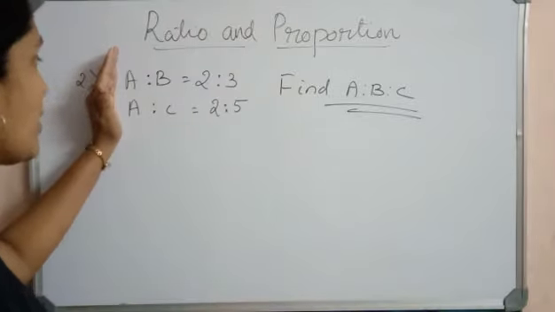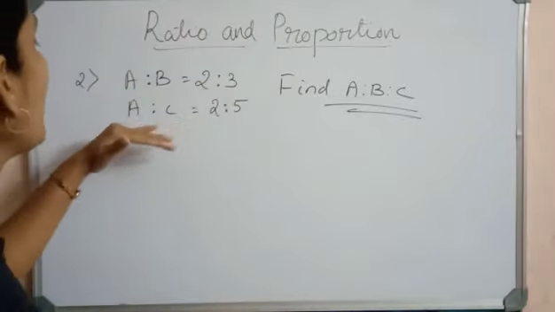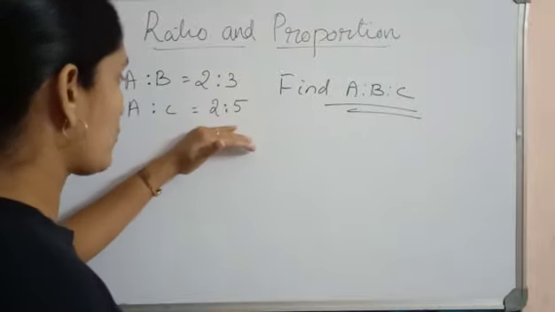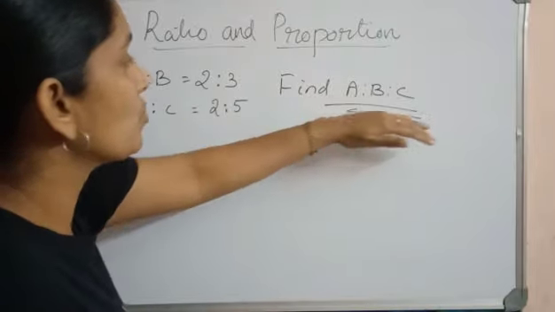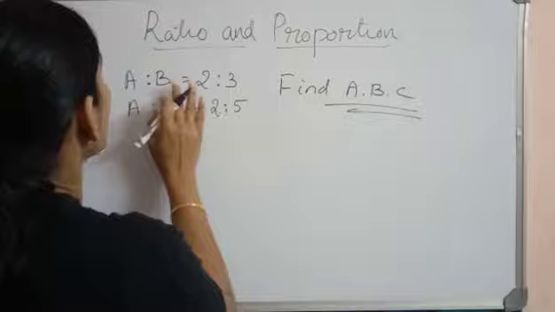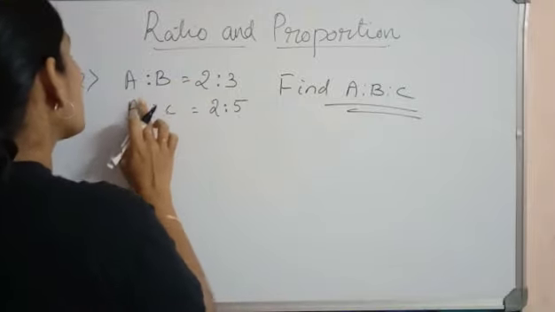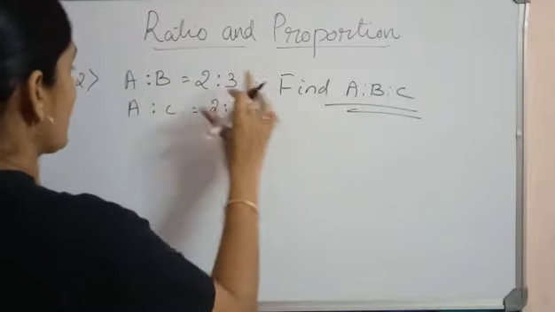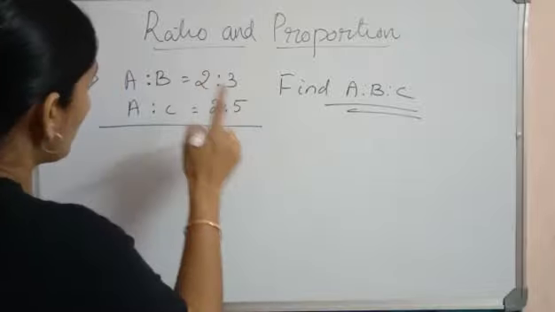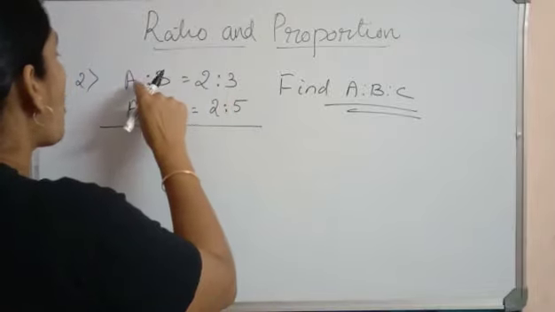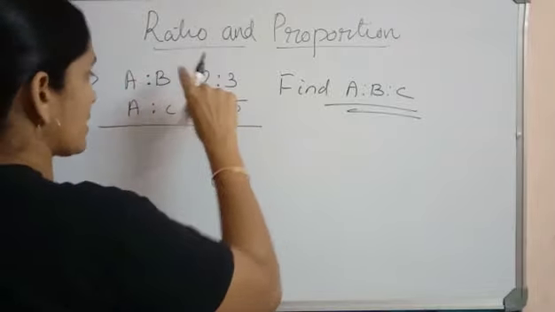Consider the next question. A is to B is 2 is to 3 and A is to C is 2 is to 5. Here we need to find A is to B is to C. If you consider these two ratios, you can see that the first term is common in both the cases. Now, when we are combining, I have told you already, you need to make sure the common term will have the same values in the ratios.